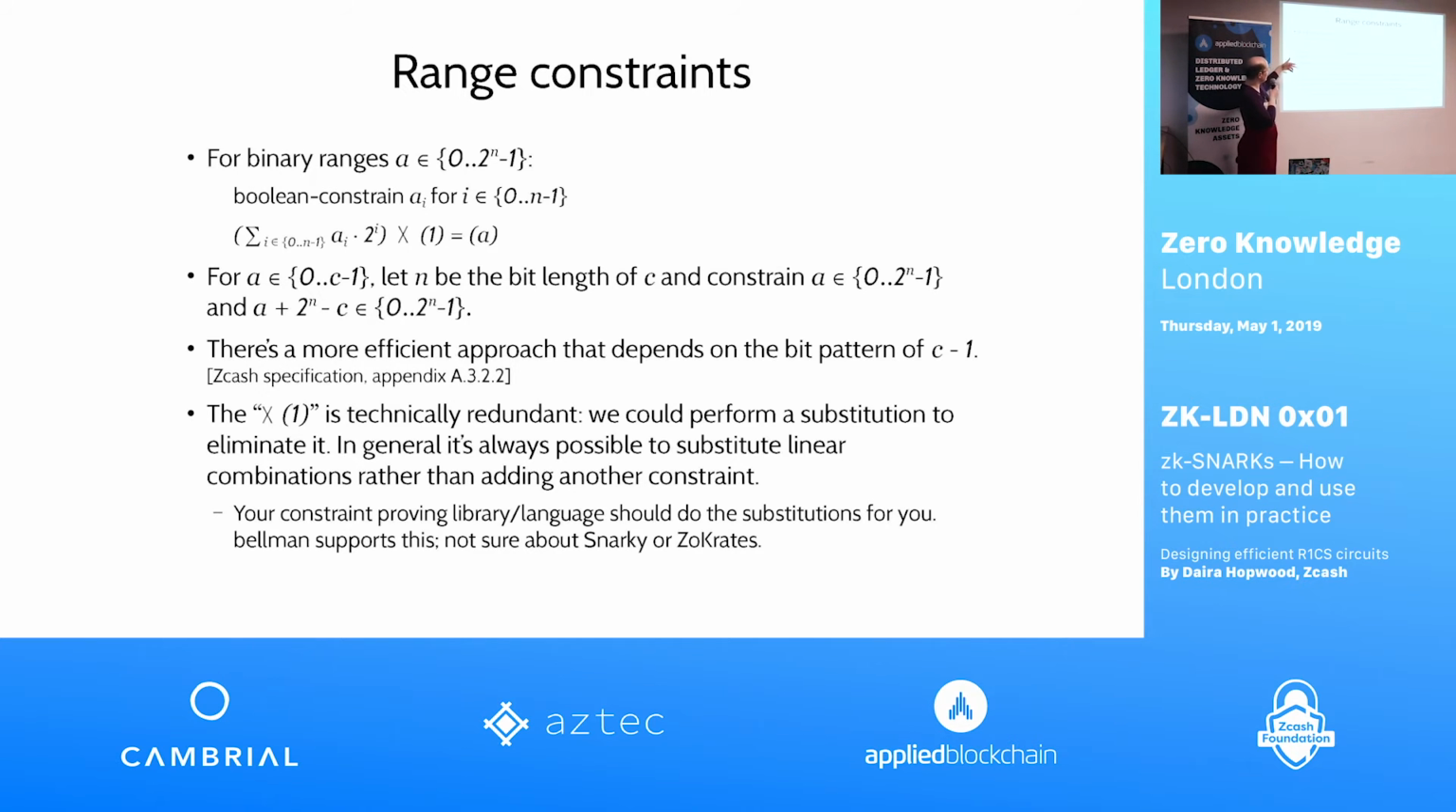And if we don't have a power of 2 range, then there's a more complicated way of doing it, which depends on the bit representation. Basically what we're doing there is representing it as a Boolean circuit and then optimizing it, specializing on the range that we want to constrain it to.